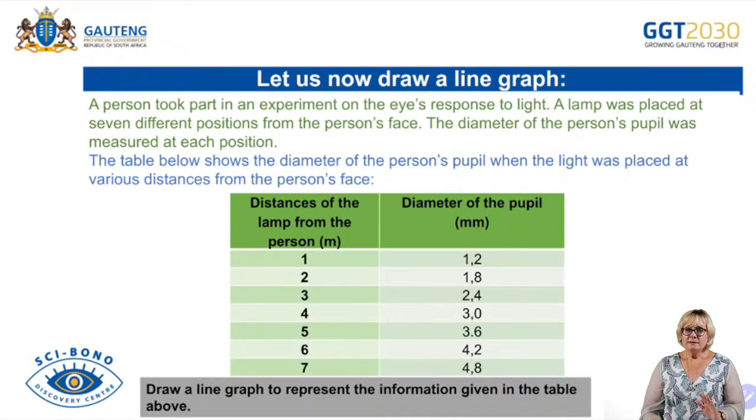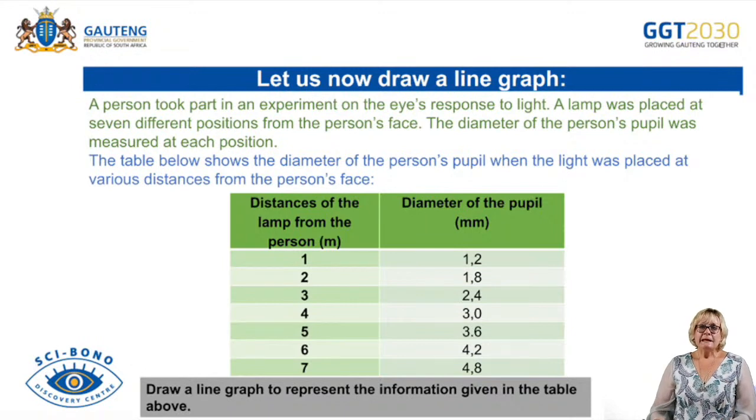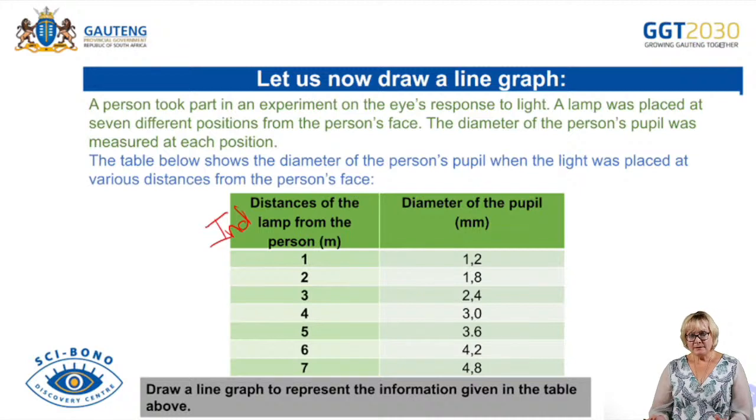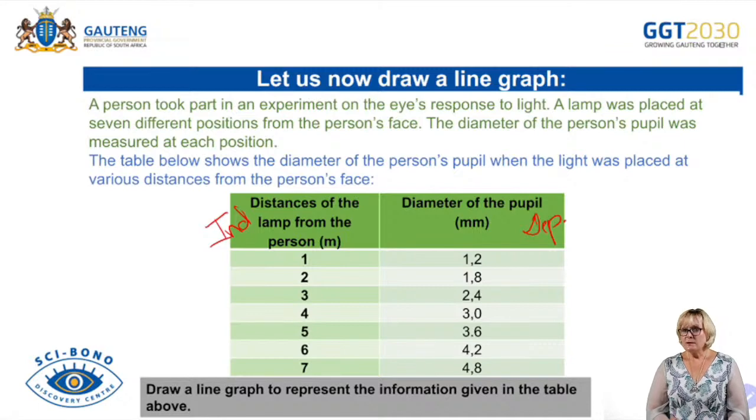Now, first look at the table. Remember, when looking at the table, there are certain things that you must be able to identify first. First of all, what did we say? Where is the independent variable normally in a table? We said in the first column. So this is our independent variable. And then after that will follow your dependent variable. And I said, what is the dependent variable? The one that is measured.